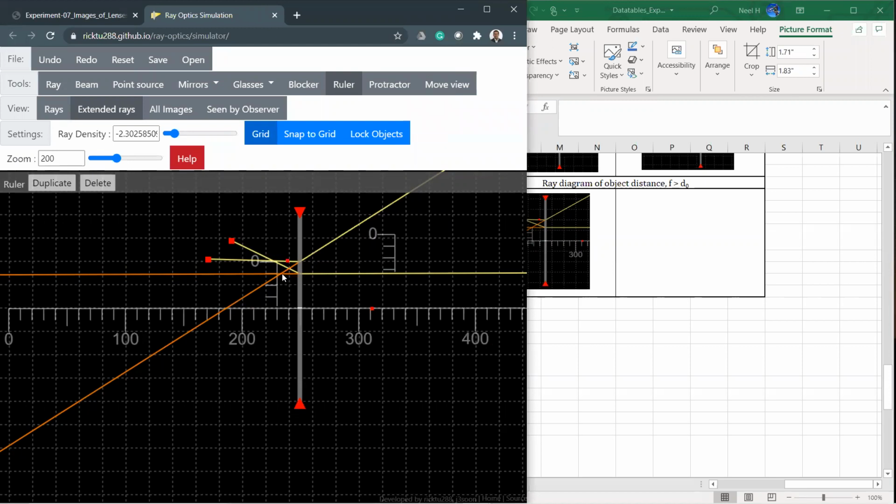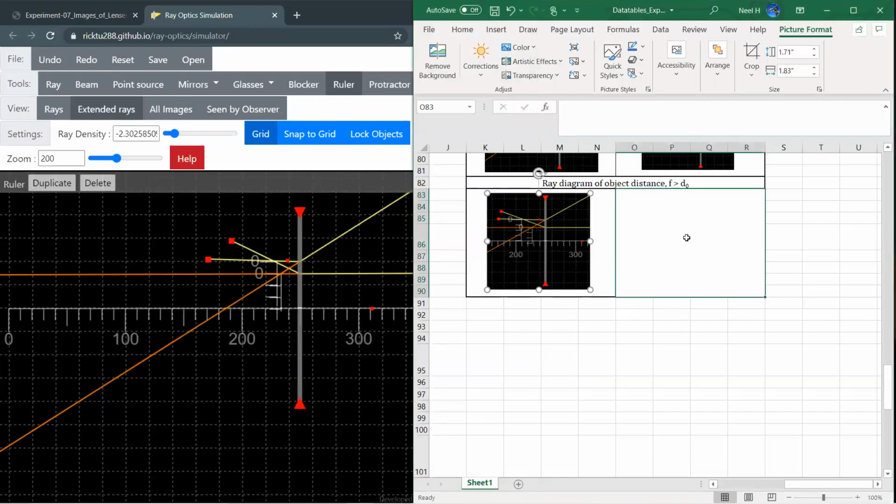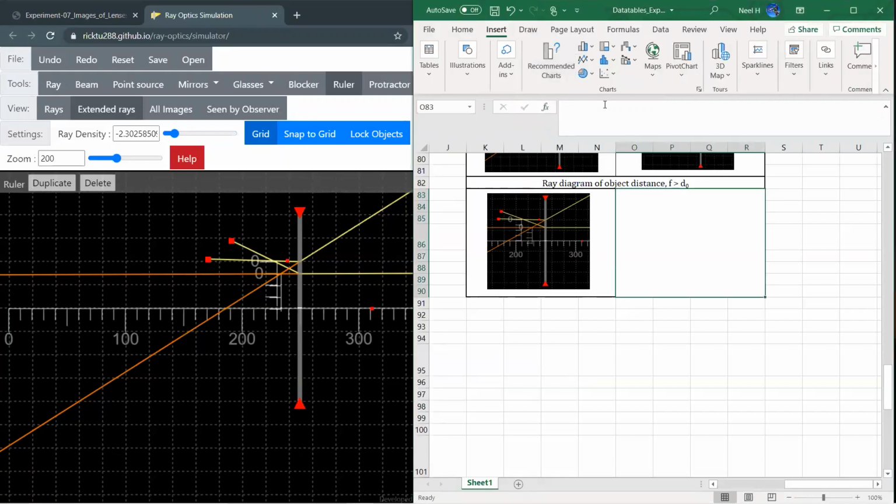Okay, now you can see the image right there, very close to the location of the object, and the size is only slightly less now. This image is getting much closer to the size of the object itself, right? Let's add that picture here.